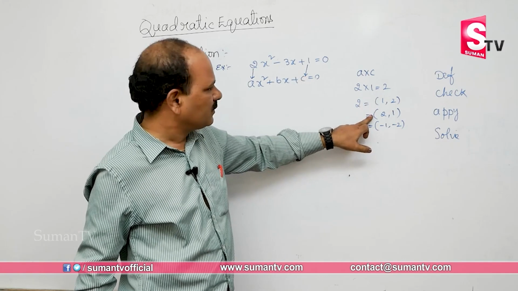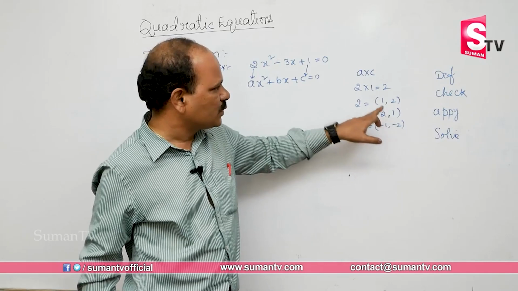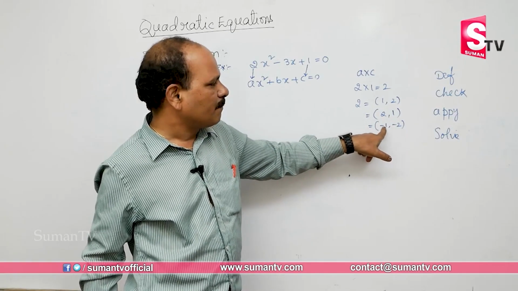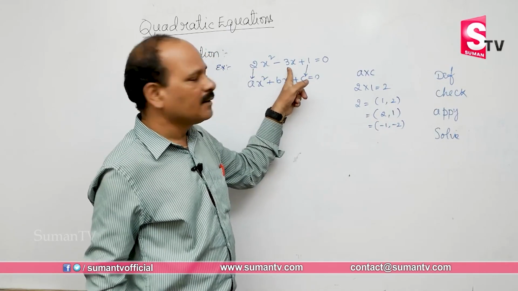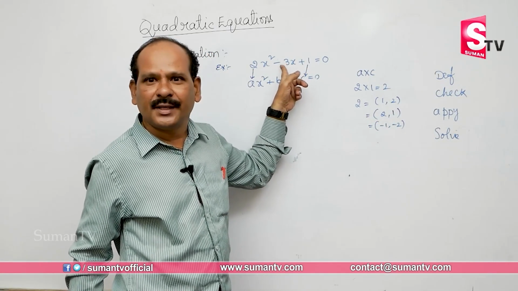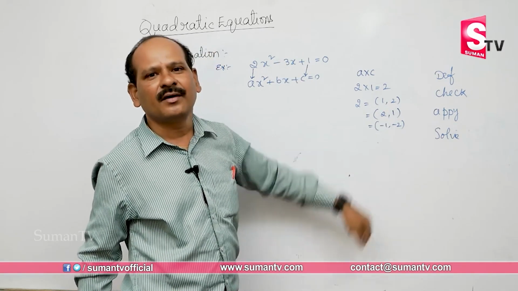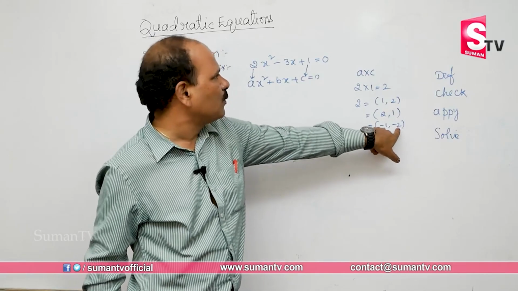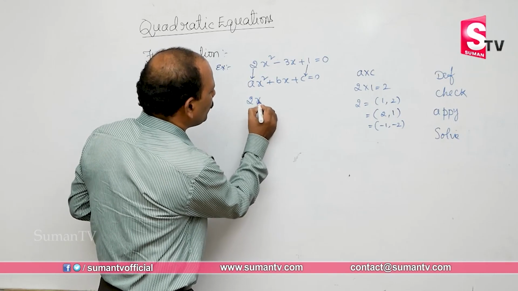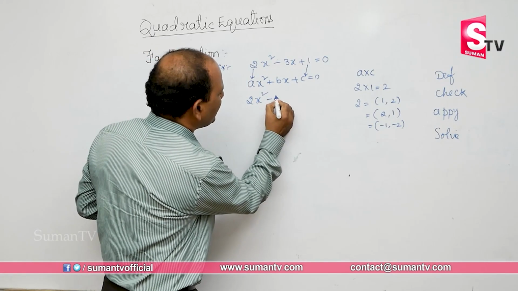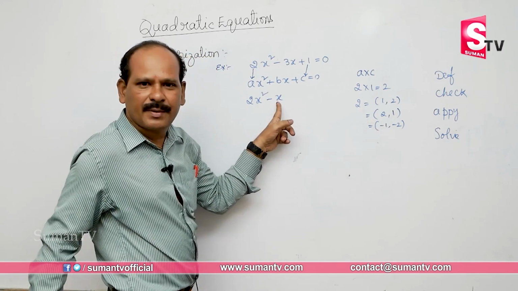Next, take minus 1, minus 2. Minus 1 into minus 2 is 2, and if you add minus 1 and minus 2, it gives the result minus 3. Whatever the middle term you have, that should come by taking one of the factor pairs. This one is suitable for the middle term. So I am splitting like this: 2x square minus 1x, which I simply write as minus x.